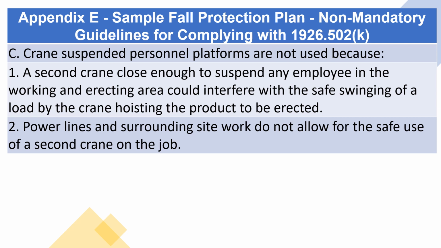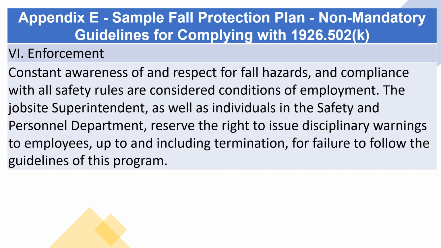6. Enforcement. Constant awareness of and respect for fall hazards, and compliance with all safety rules are considered conditions of employment. The job site superintendent, as well as individuals in the Safety and Personnel Department, reserve the right to issue disciplinary warnings to employees, up to and including termination, for failure to follow the guidelines of this program.